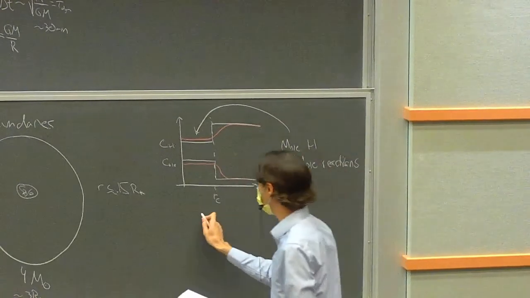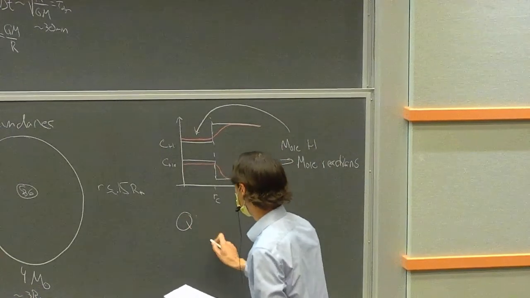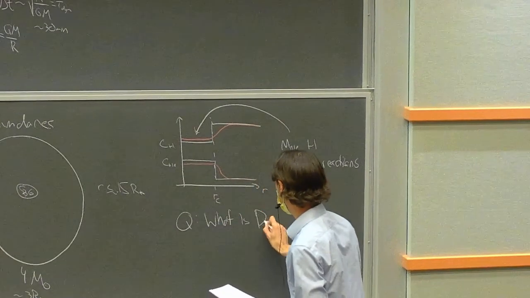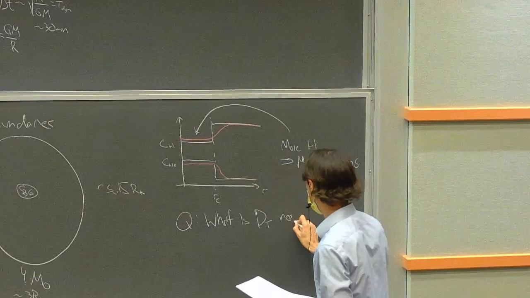Okay, so the big question. Our question is, what is D_T near the boundary?